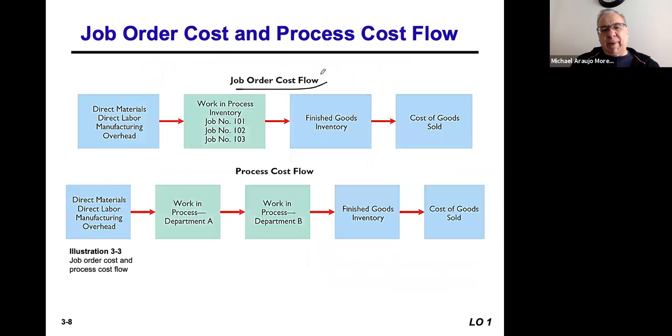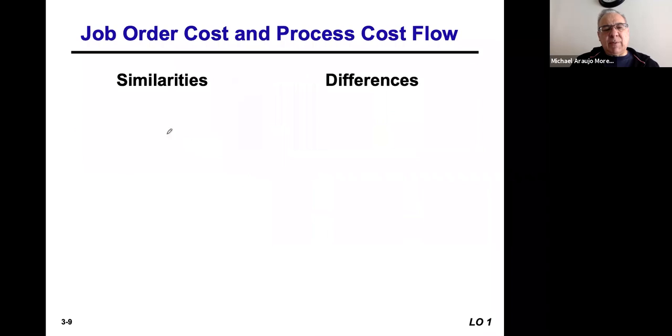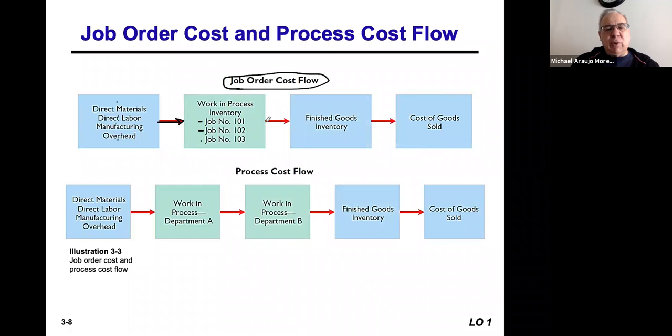So comparison here, the job order flow that you learned about in Chapter 2 starts with those direct materials, direct labor, and overhead. They get assigned to work in process inventory per job, right? And then once each of those jobs is completed, the inventory gets moved to finished goods inventory, and thus they're ready to be sold to customers, so they'll eventually be transferred to cost of goods sold.